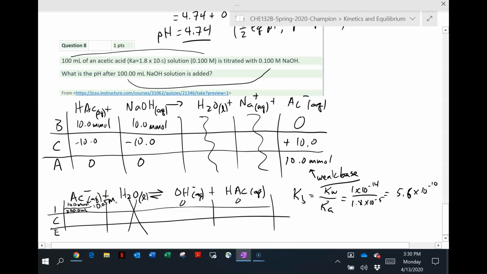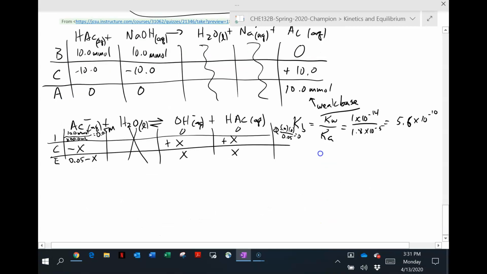Now, since this is an equilibrium process, we're not looking for limiting reactant. We calculate our Q here. That's going to be 0 times 0 over 0.05, which is 0, which is going to be less than Kb. So that means we have a minus here, a plus here, and a plus here. Coefficients are all 1, so we say minus x, and we wind up with x, and 0.05 minus x in our equilibrium line.